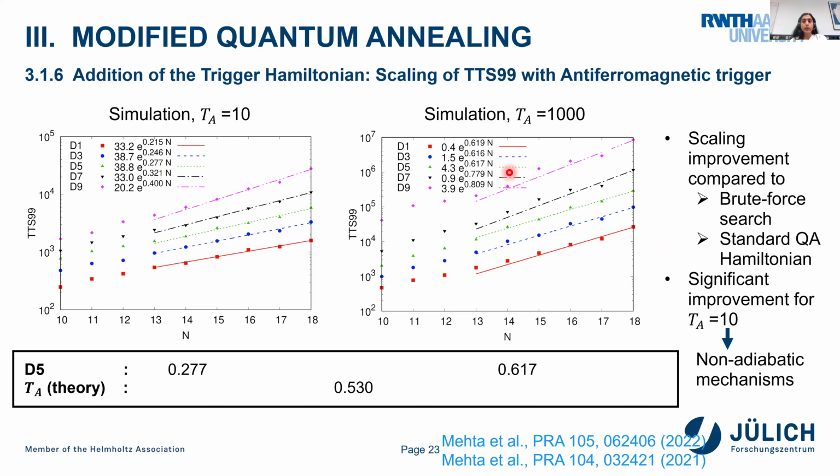Then we see similar results for the antiferromagnetic trigger Hamiltonian, but in this case, we saw the best improvements in the scaling probability in this regime of fast annealing time, small annealing times, where the non-adiabatic mechanisms play a dominant role in the evolution of the system.